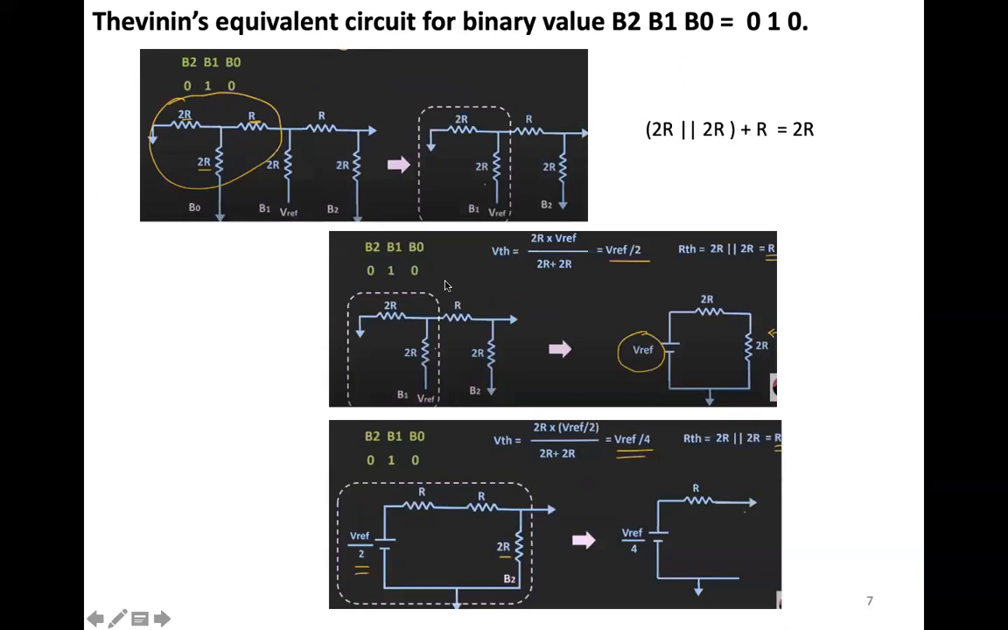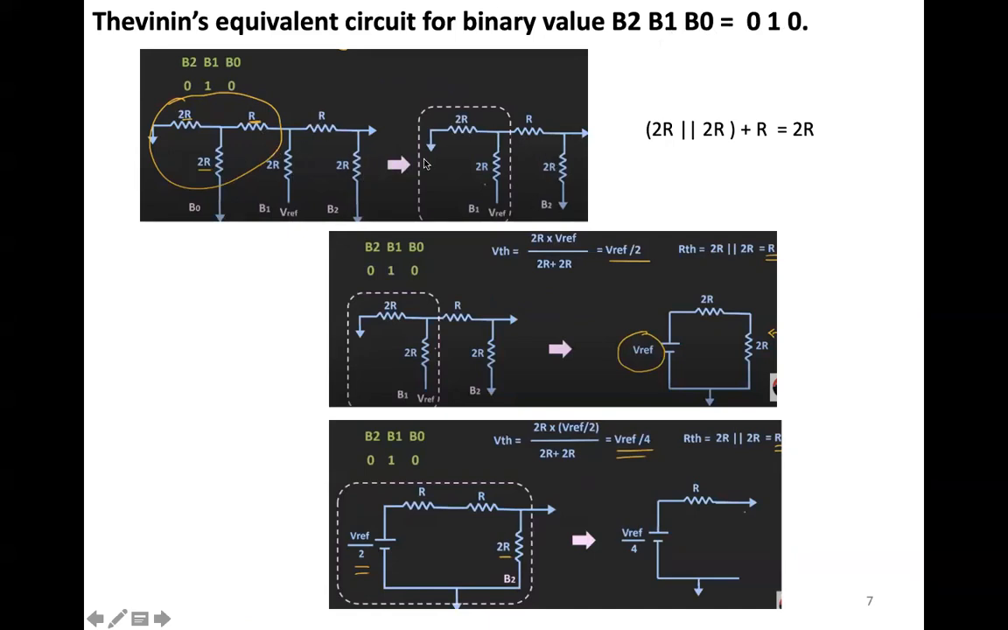Now, the Thevenin's equivalent circuit for binary value 0, 1, 0. Let us see how the 0, 1, 0 is going to work. When it is 0, 1, 0, as I told you, wherever 1 is there, I'm keeping that V reference to that bit. B1 is high, so B1 is given V reference. The same circuit is taken: 2R, 2R, R, 2R, R, 2R.